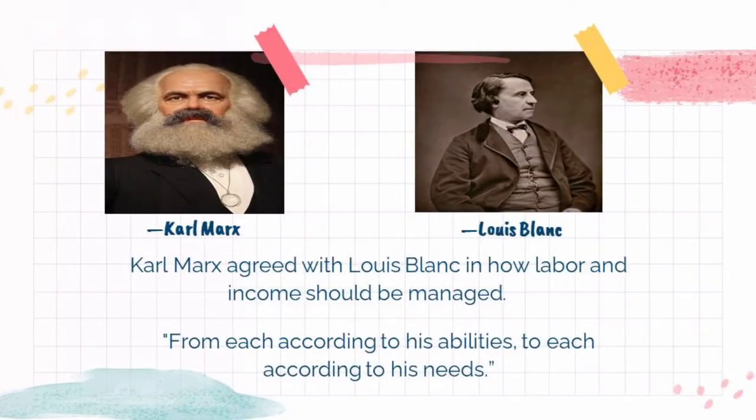Karl Marx agreed with Louis Blanc in how labor and income should be managed: from each according to his abilities to each according to his needs. However, it seems clear from history that Adam Smith had the correct principle, which is that people work in their own self-interest.